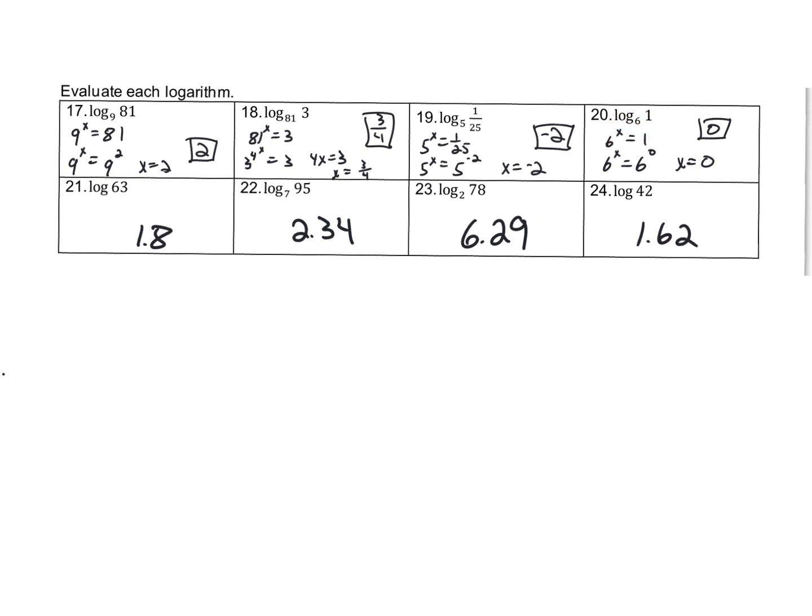This last one here, log base 6 of 1, this would be 6 to the x power equals 1. Well, anything to the 0 power is 1, so I could rewrite 1 with a base of 6 as 6 to the 0, and then you see that the exponent equation is x equals 0, so that evaluates to 0. And then for these here, we can use our calculator to calculate these logs for 21 through 24.